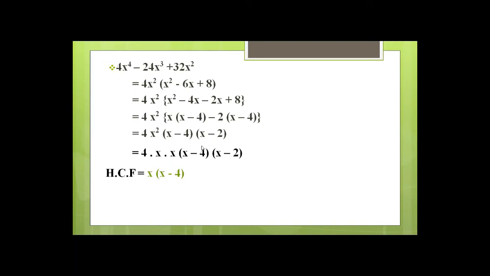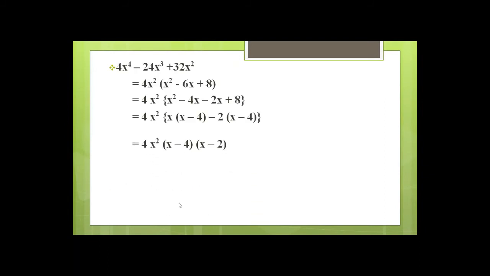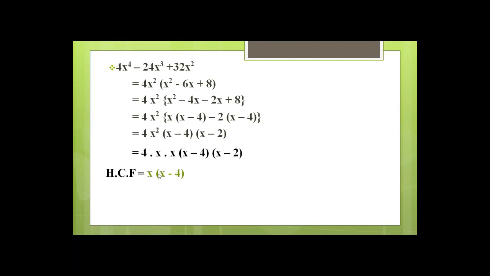So here the common factor is x minus 4. I will show you the previous slide: here x minus 4 is common, and in the previous slide also x and x minus 4. 3 is not common, x plus 7 is not common; x and x minus 4 are the common factors, and it's also called the highest common factor. Now we have done HCF, and the question is to find the LCM by HCF method. So the question is incomplete yet.